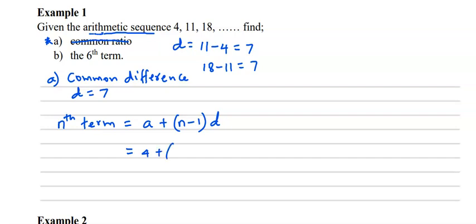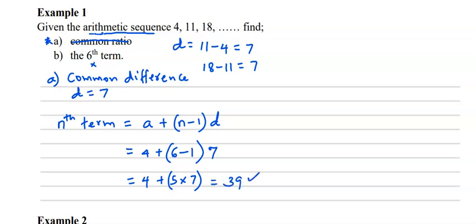Then plus n, where n is the position of the term we are talking about. For this case it is 6. So 6 minus 1, then into the common difference, which is 7 for this particular case. So we will have 4 plus 6 minus 1 is 5. So 5 times 7, then you follow the laws of BODMAS. 7 times 5 is 35, then plus 4, you get 39.